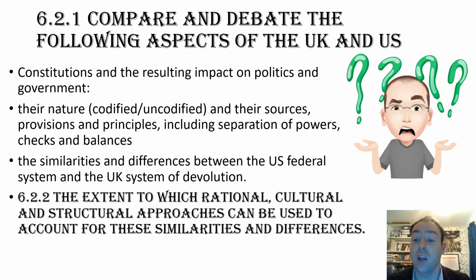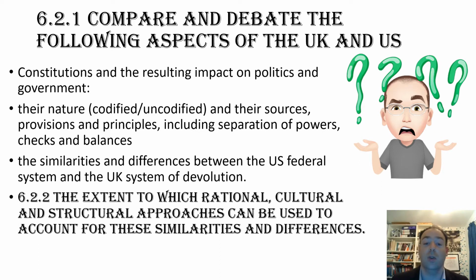So this is related to the A-level spec 6.21 and 6.22. So 6.21 tells us compare and debate the following aspects of the UK and US constitutions and the resulting impact on politics and government, their nature, codified, uncodified, their sources, provisions and principles, including separation of powers and checks and balances. So I'm going to do all of that.